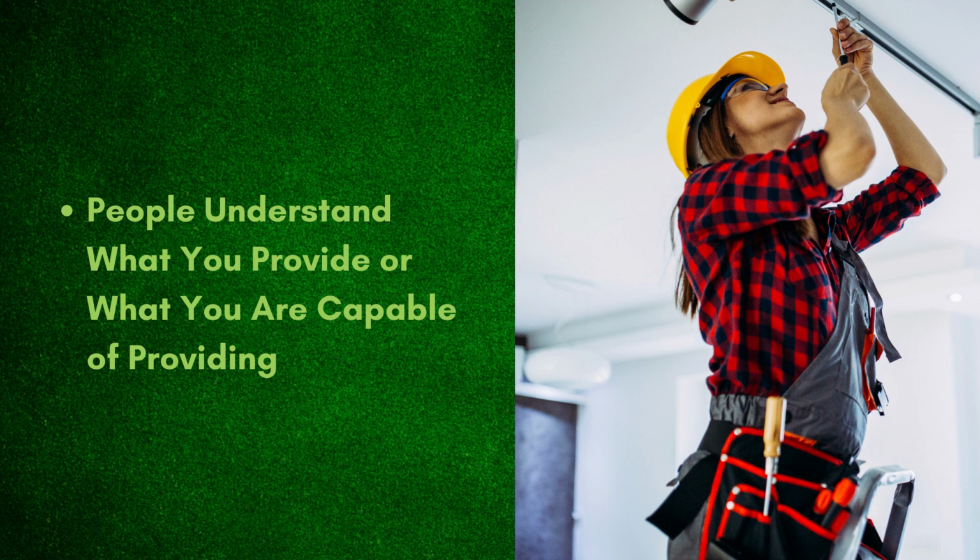So one way you can actually tell how people understand what you provide is ask. Do a survey. You can ask a couple of people in your circle, or possibly people you believe know you. Just ask them, what do you think I do? And get the responses. So what you provide and what you are capable of providing, there are two things. What you provide is what you do. What you are capable of providing is what you can do, and this is perception.